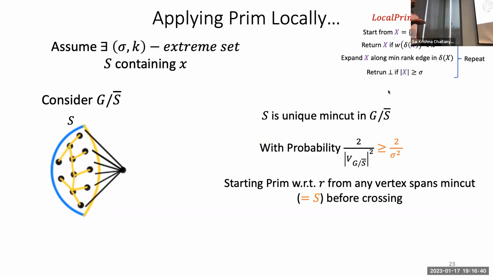We never get the chance to cross it, and that is why local Prim returns S. And this is basically where we apply the previous statement with probability 2 over v of G contracted S bar square. We get such a good rank function, and so we can start Prim with respect to that rank function, and it spans the min cut, which in this case is S, before crossing it. So that is why we find the set S.